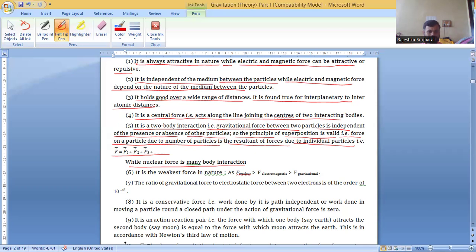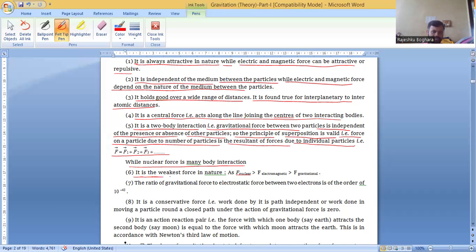We have to remember that the gravitational force between two particles is independent of the presence or absence of the other particle. So the principle of superposition is valid, that is, force on a particle due to a number of particles is the resultant of force due to individual particles, F equals F1 plus F2 plus F3 and so on. While nuclear force is many body interaction.